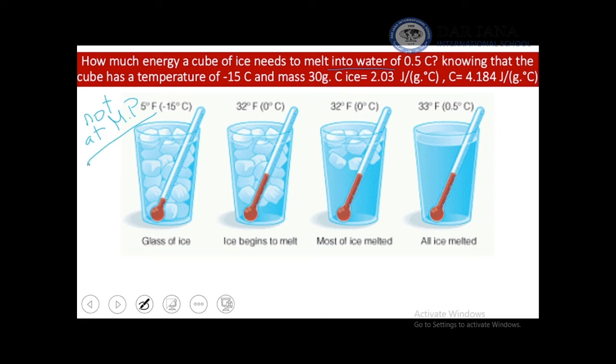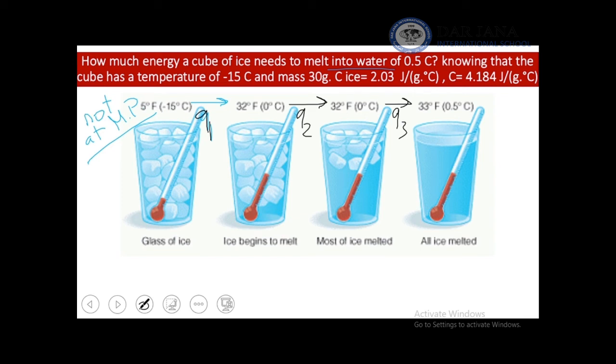In this case, the first thing we have to do is to measure the amount of energy required to increase the temperature. This is called Q1. After that, we have to find the amount of energy required to melt the ice, so to change it from ice at 0 into water at 0. This is Q2. Then after that, the water temperature should increase to 0.5 degrees Celsius. This is Q3.